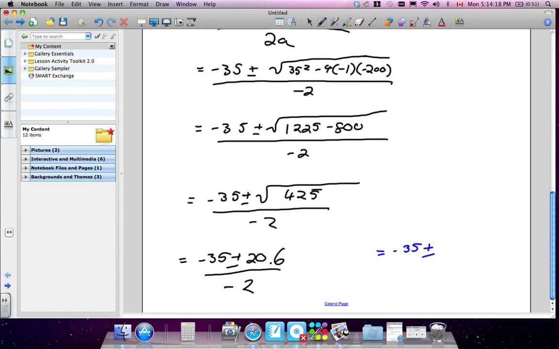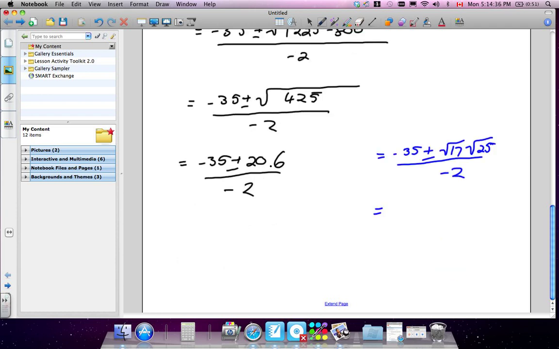Okay, does 25 go into 425 evenly? 17 times. So we have root 17, root 25, divided by negative 2. Does that make sense what I'm doing with my radical right now? So 17 is a prime number, so I can't split 17. Only one 17. So negative 35 plus or minus 5 times root 17 over negative 2. Does that make sense?